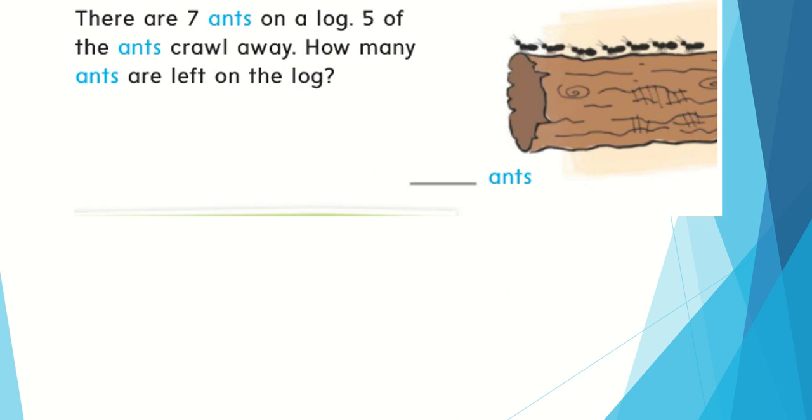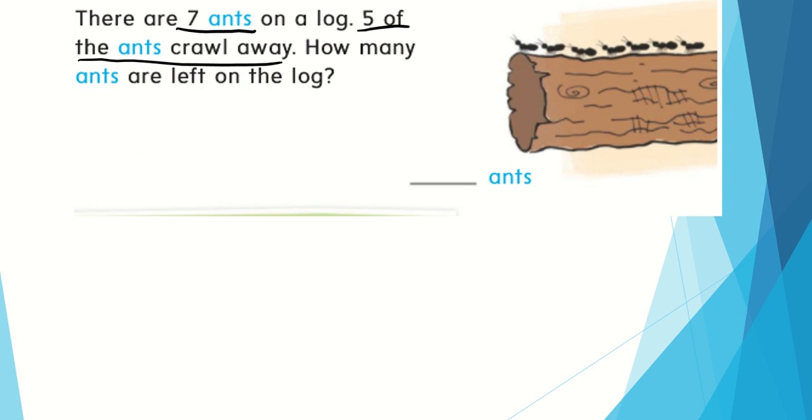Here we go again. There are 7 ants on a log. 5 ants crawl away. How many ants are left on the log? So we need to set up our problem here by writing our own equation. So if you're at school, take out your marker, whiteboard, eraser. Let's do it together. If you're at home, just follow along.